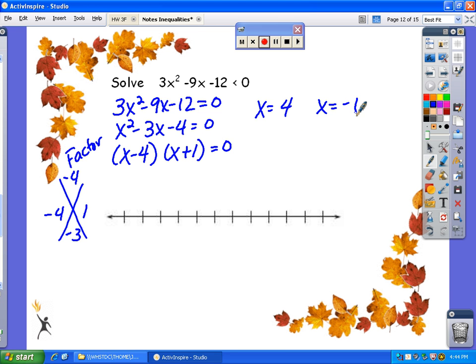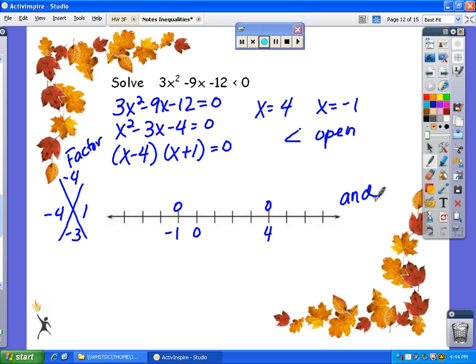And since this is less than, I'm going to have open circles. All right, so let's graph those. So I've got -1, it has an open circle. I have 4, and it has an open circle. All right, let's make a prediction. It's less than. Remember from absolute value, less than was an and. So I believe I'm going to be going in between these two numbers for an and.